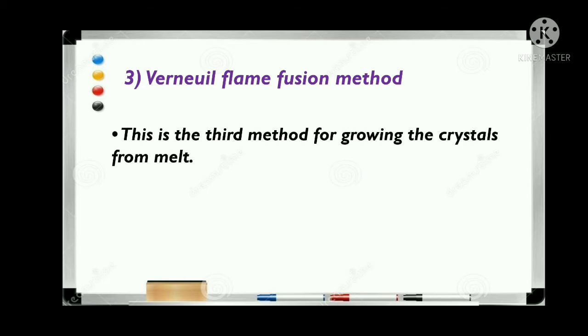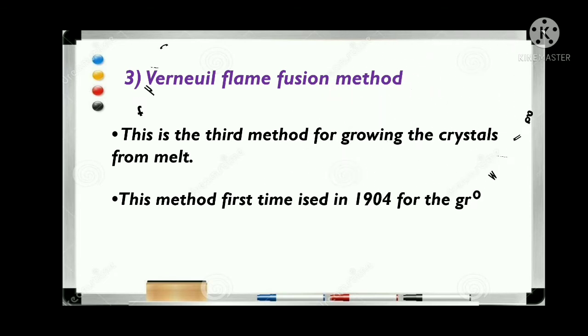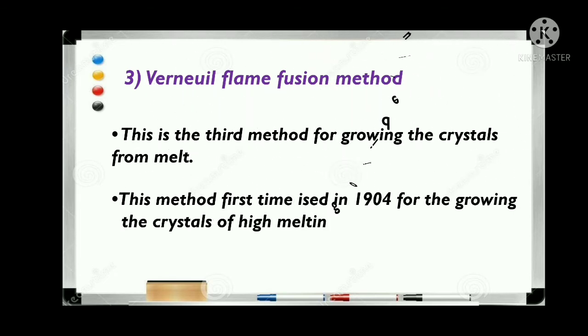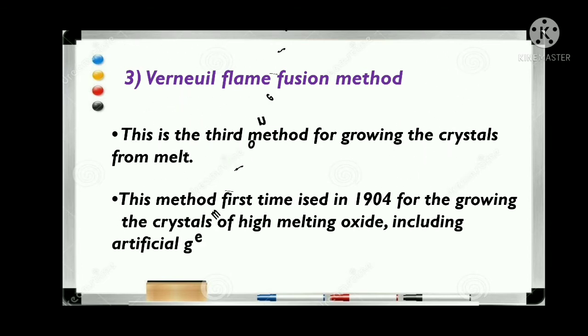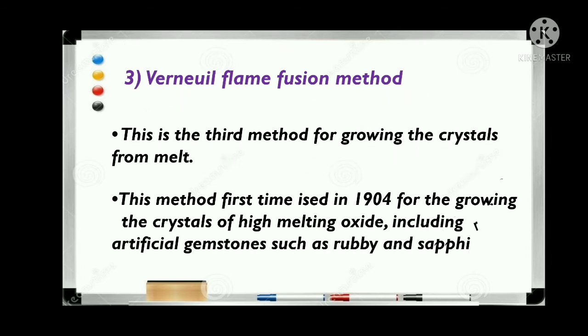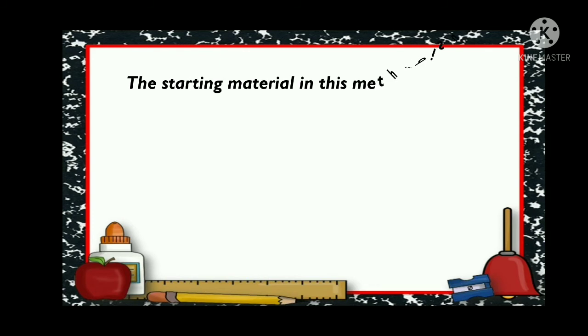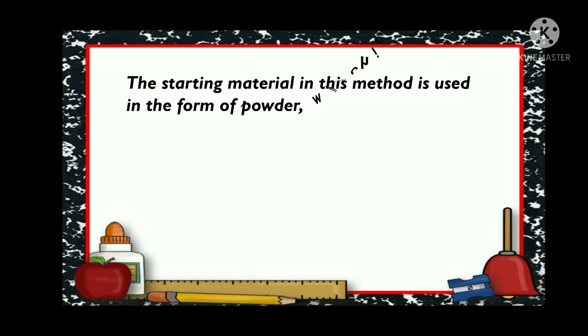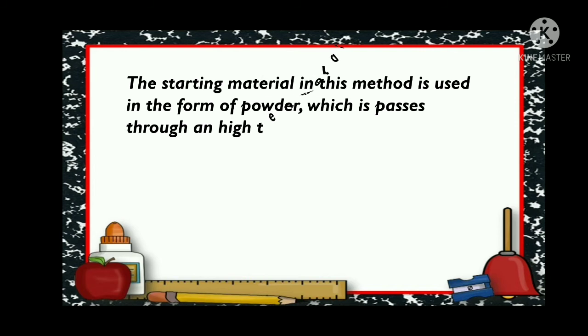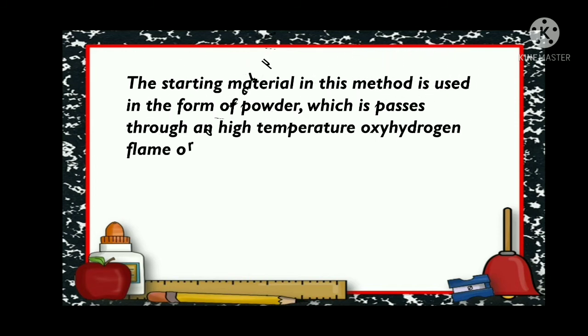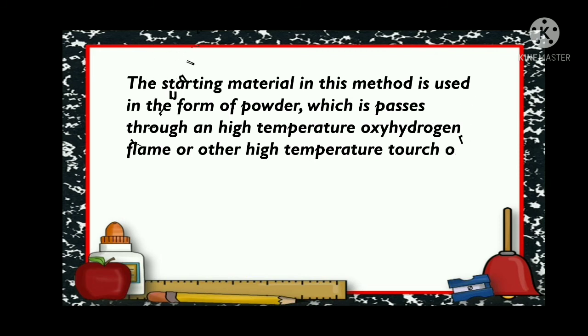This method was first used in 1904 for growing crystals of high melting temperature oxides, including artificial gemstones. Ruby and sapphire were grown in 1904 by this method. In this method, the starting material is in the form of powder, which is passed through a high temperature flame such as an oxygen hydrogen flame or other high temperature torch or furnace, so that the starting material melts in that flame and small drops fall on the surface of the growing crystal.